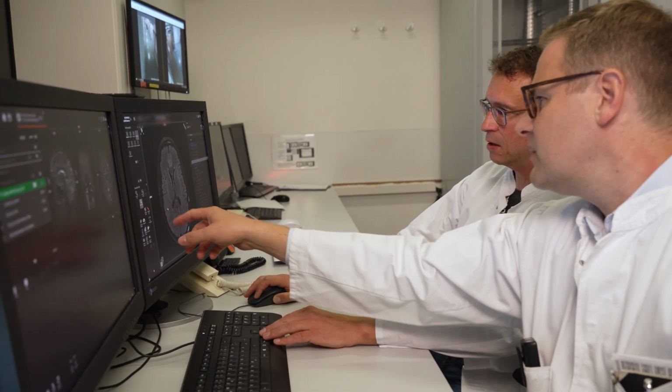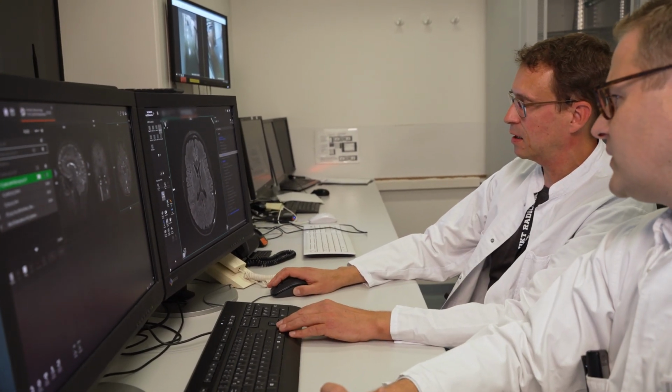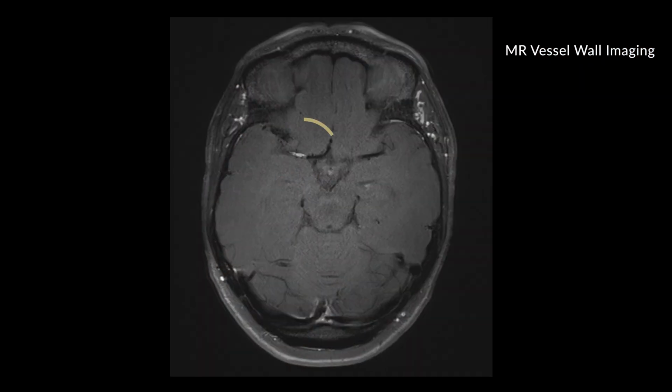Possible disease activity can be shown in the MRI with special high-resolution sequences. Contrast medium must be administered, and the vessel wall can be shown in a sub-millimeter range. Then you can see possible disease activity in the sense of contrast medium uptake.